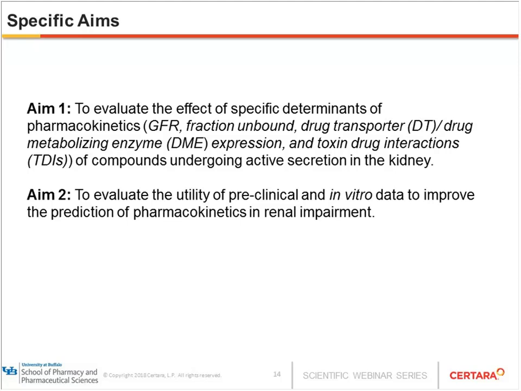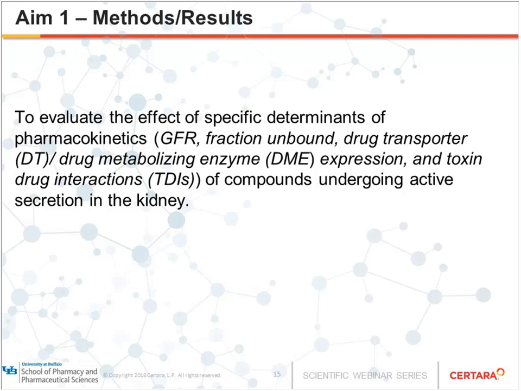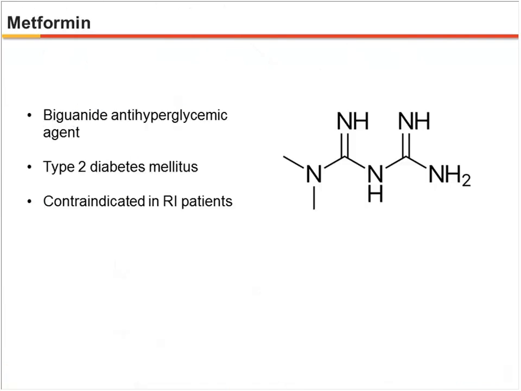And finally, the second aim is to evaluate the utility of preclinical and in vitro data to improve the prediction of pharmacokinetics in renal impairment. So we'll start by going through the methods and results for aim 1.